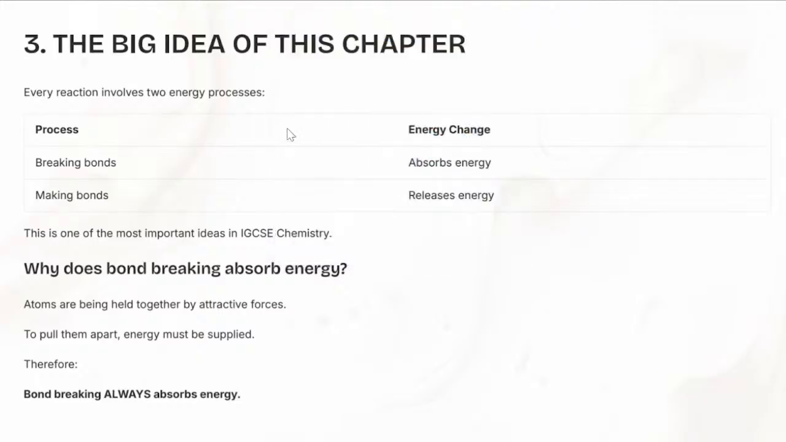The first thing you must already know is that when we have a real reaction, there are two processes that happen in one reaction. It's one reaction, but two things happen. You have hydrogen plus oxygen reacting to give you water.